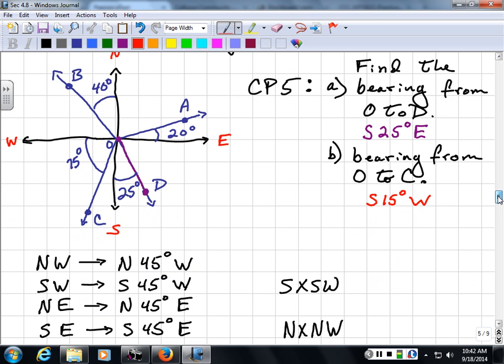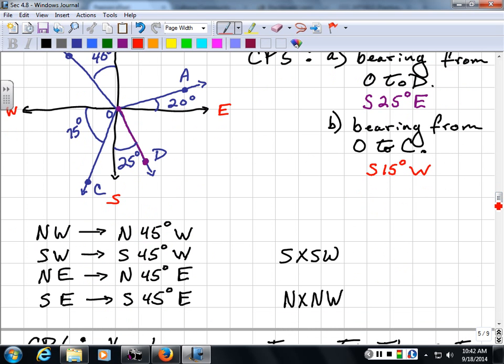The only time that you're going to talk about northwest, southwest, northeast, southeast is when you're looking at north 45 degrees west, south 45 degrees west, north 45 degrees east, and south 45 degrees east. Yes, we use northwest, southwest, northeast, and southeast as a shortcut. We know that it's 45 degrees off the north or off the south, either orienting east or west.